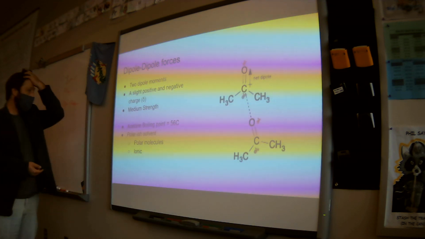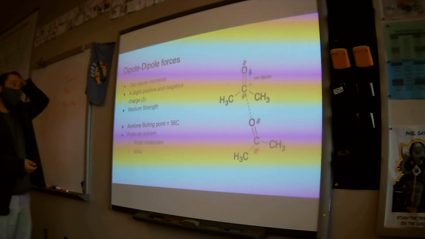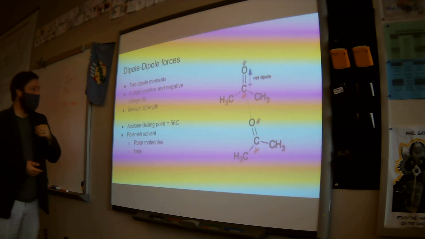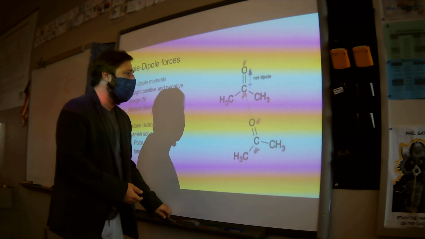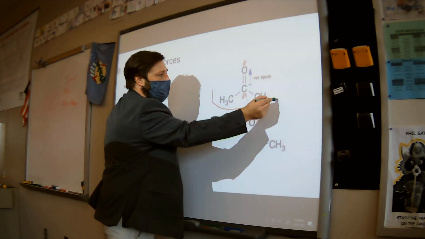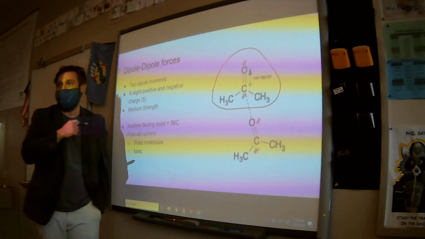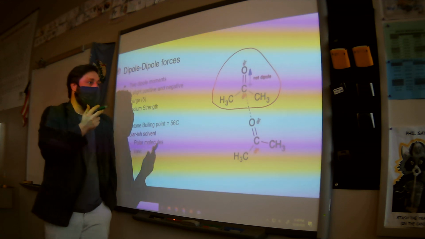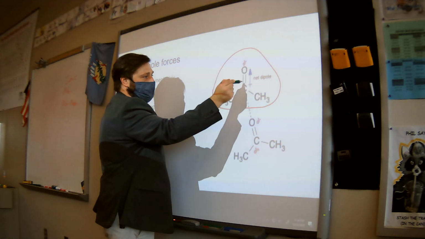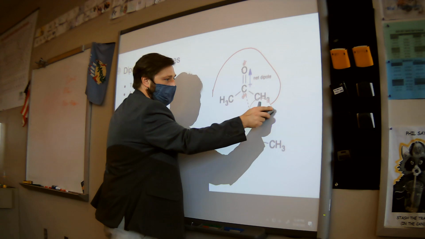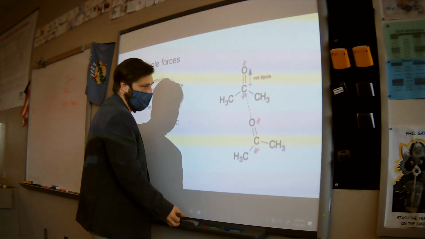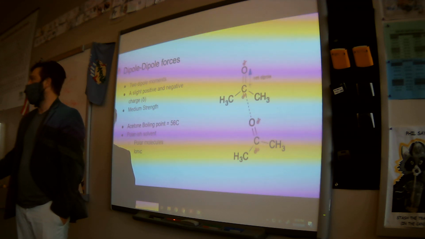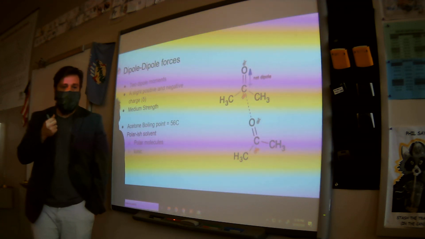Dipole-dipole forces. So basically we have two dipoles. Makes sense. And when you have a dipole, like in this case, this thing is acetone. This is what acetone looks like. Now, acetone has this carbon and oxygen double bond. Which one is more electronegative? Carbon or oxygen? Oxygen.